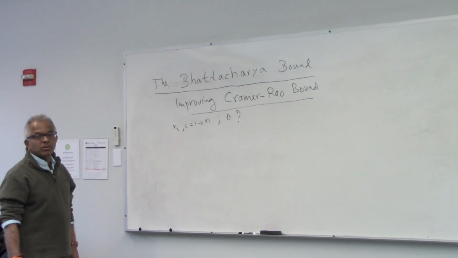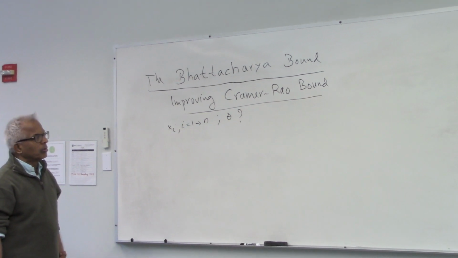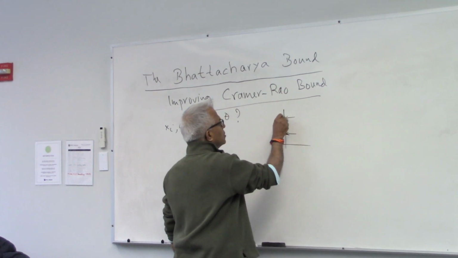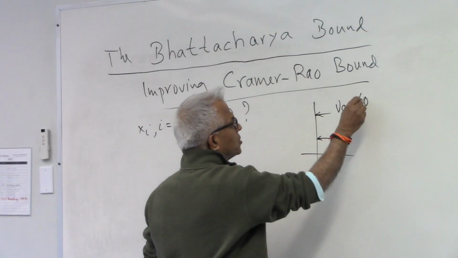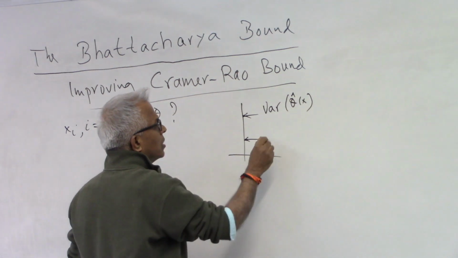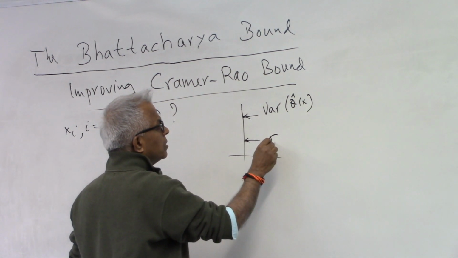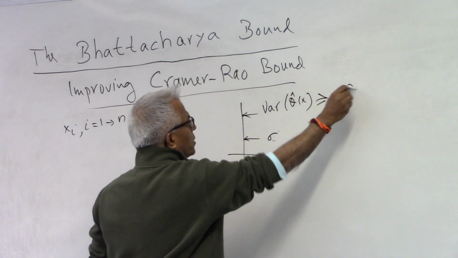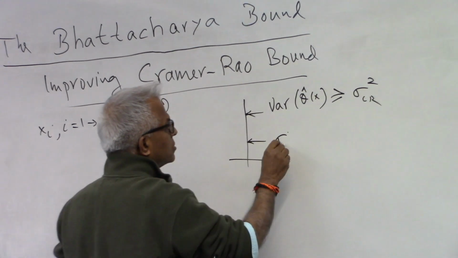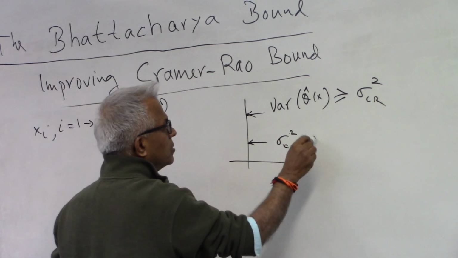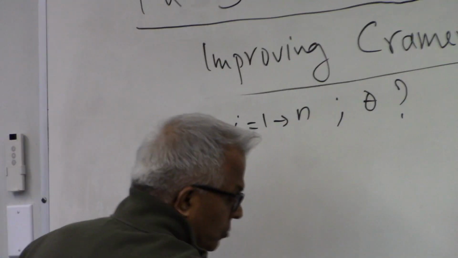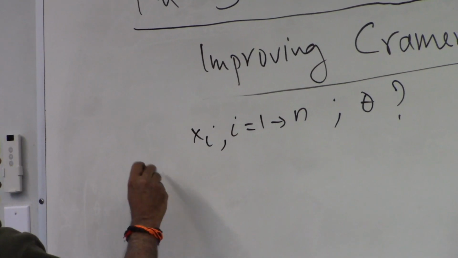Is there a way to improve the Cramer-Rao bound? Remember, what is the Cramer-Rao bound? Generally, the variance of an unbiased estimator is going to be greater than or equal to the Cramer-Rao bound for theta. And as we know, the Cramer-Rao bound depends on the density function.